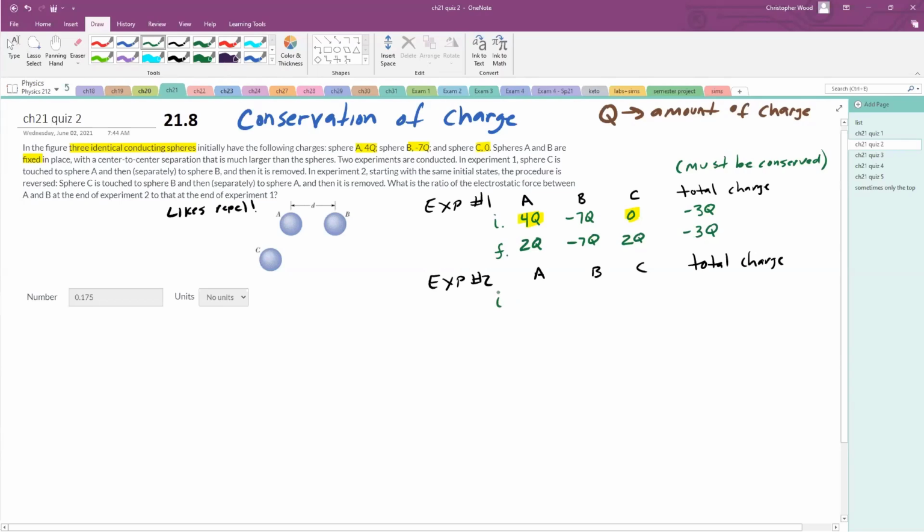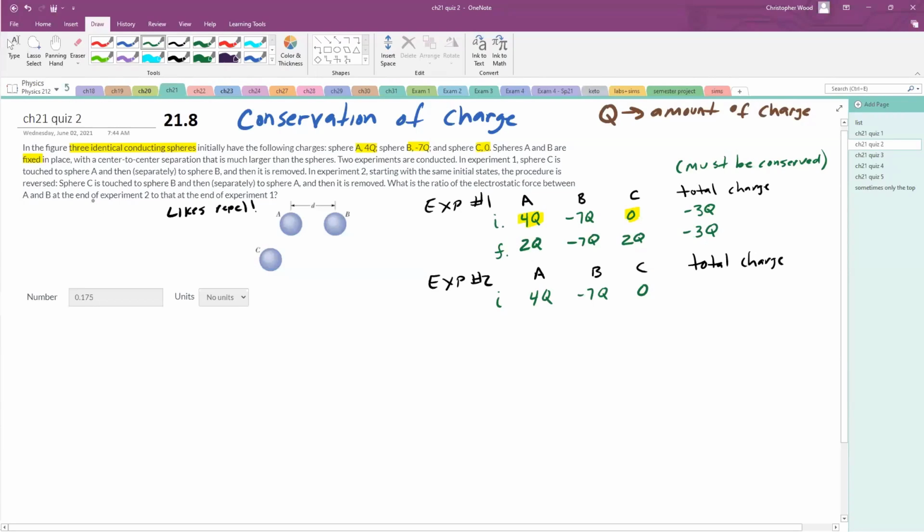For experiment 2, it's the same initial state. So this is going to be 4Q. This is going to be negative 7Q. And this is going to be 0. Let's do the read through again. In experiment number 2, starting with the same initial states, the initial state in experiment 2 is the same as the initial state in experiment number 1.